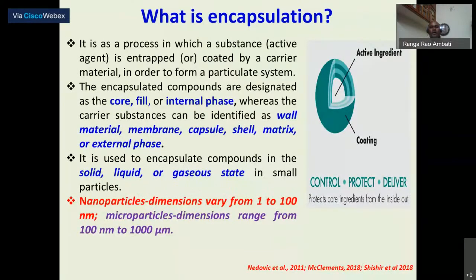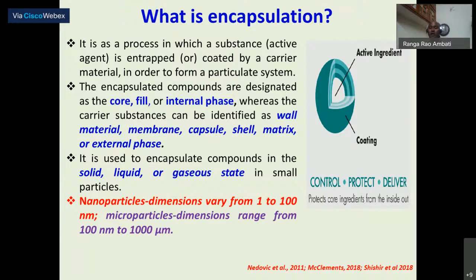So today my talk is, what is encapsulation? We are going to talk about encapsulation. Here we need to remember there are two things. One is the active ingredient, the metabolites we are going to use, and the coating material is very important. So we need to remember these two. Encapsulation is a process, but we use the active ingredient, the metabolites.